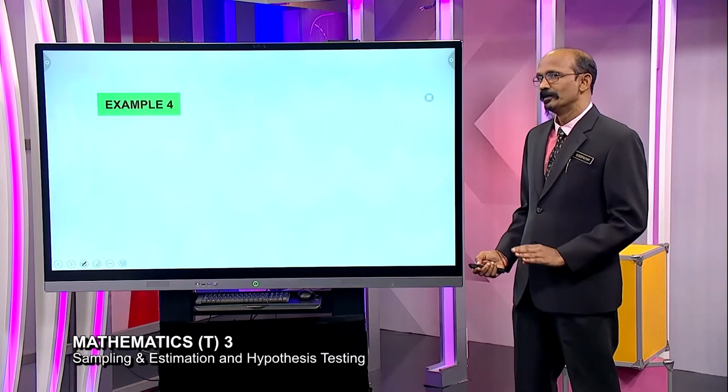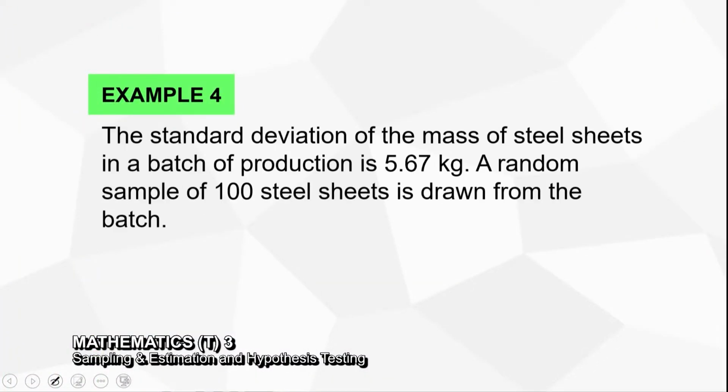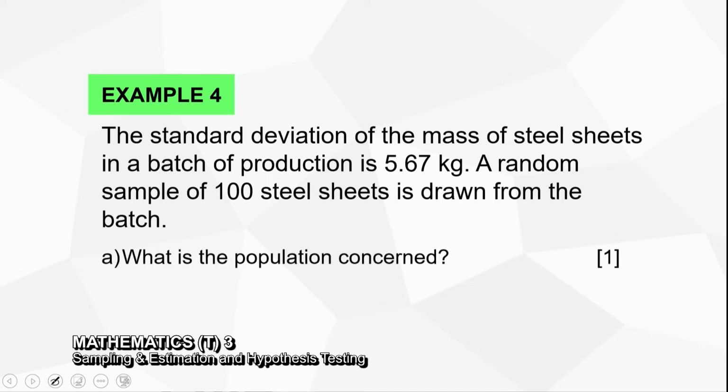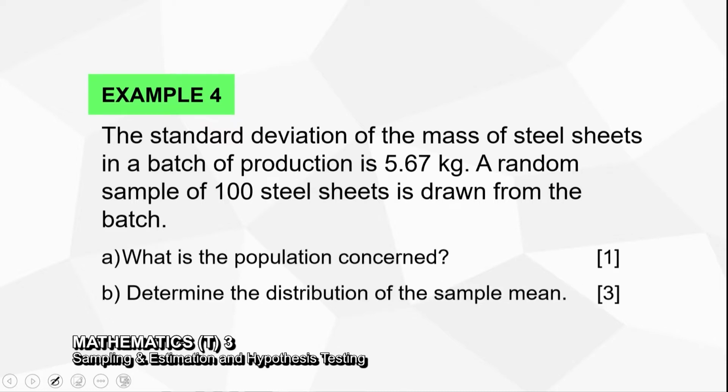Okay, let's say one simple example. The standard deviation of the mass of steel sheet in a batch of production is 5.67 kilogram. A random sample of 100 sheets is drawn from the batch. What is the population concerned? Next, determine the distribution of the sample mean.